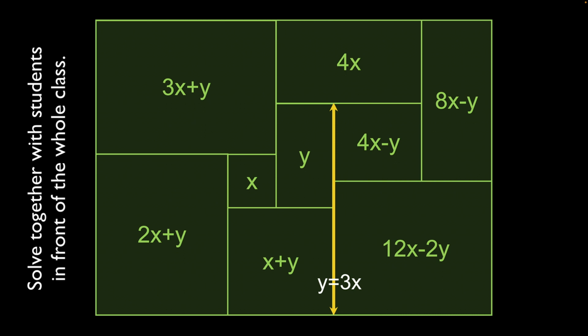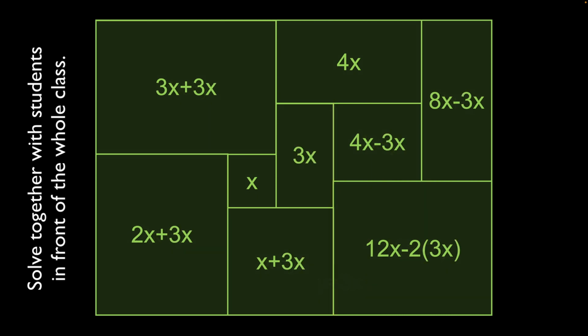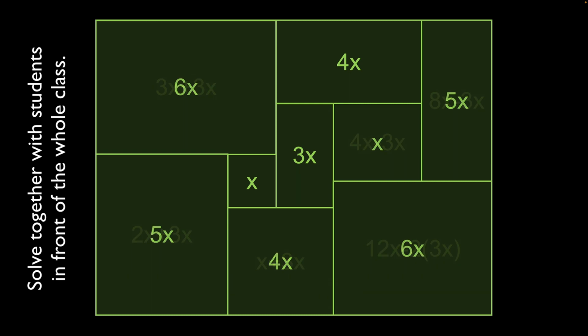Oh, I guess we can replace y by 3x everywhere. Good, there we go. And let's simplify. And we get this. And now we've got an infinite number of solutions. We can say x is equal to 1, x is equal to 2. We can say x is equal to anything we want.